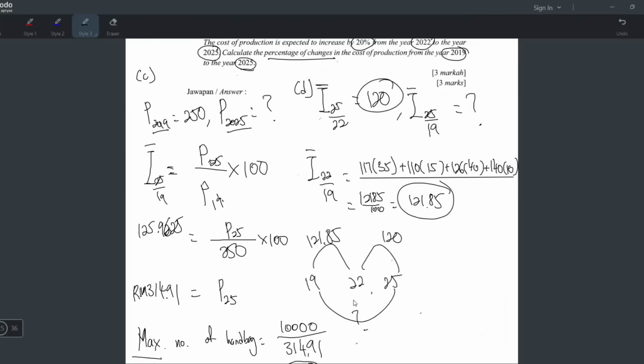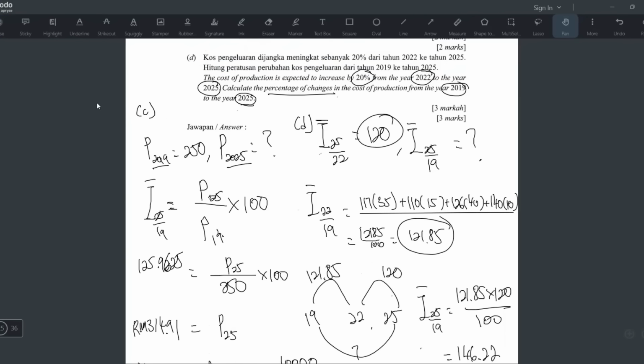So the formula is always the bottom equals the top times the top divided by 100. So the composite index for 2519 will be 121.85 times 120 divided by 100. So the answer is 146.22.